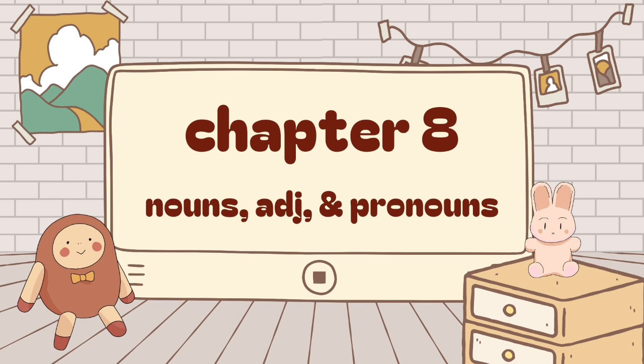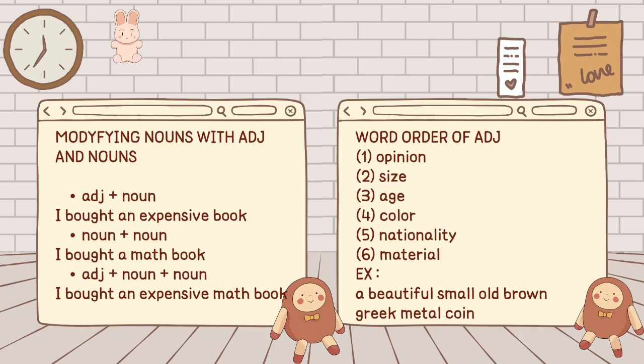Chapter 8. Nouns, adjectives, and pronouns. Modifying nouns with adjectives and nouns. Adjective and noun: I bought an expensive book. Noun plus noun: I bought a math book. Adjective plus noun plus noun: I bought an expensive math book.